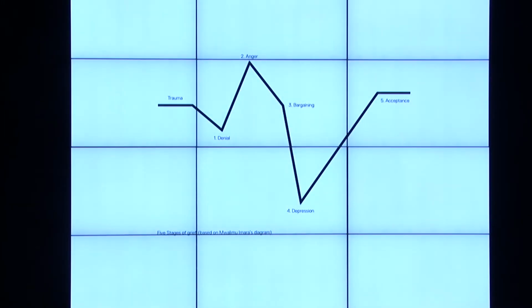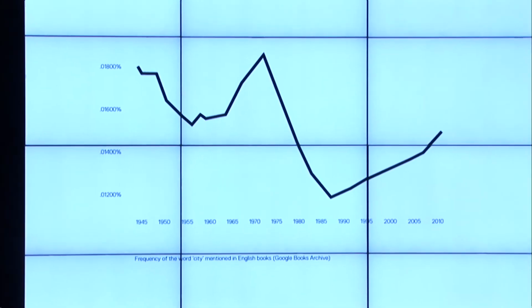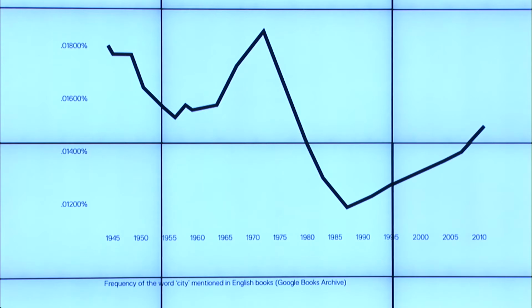Next image, please. This is an image that we took from a textbook by a psychologist that maps out the 5 stages of grief: the moment of trauma, denial, anger, bargaining, depression, and acceptance. Next image, please. This is an image of the frequency of the word city used in all books published in English from 1945 to 2010. So you see that in 45, there was a relatively high use of the word. It dips, it increases again in 75, dips down in 85, and then increases again towards now.